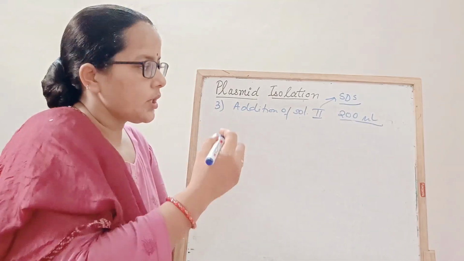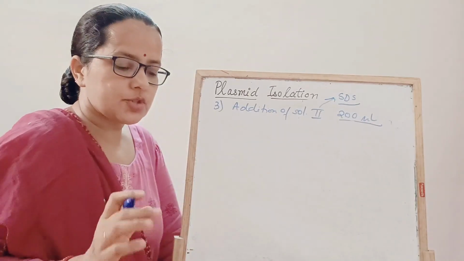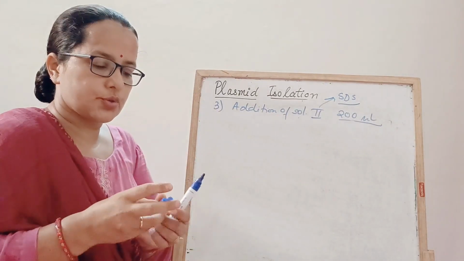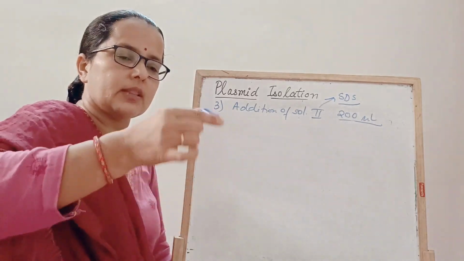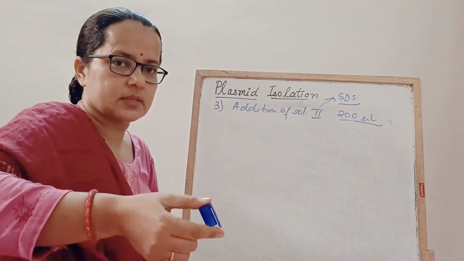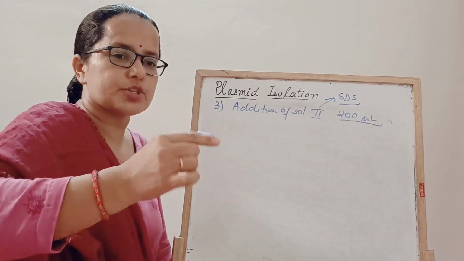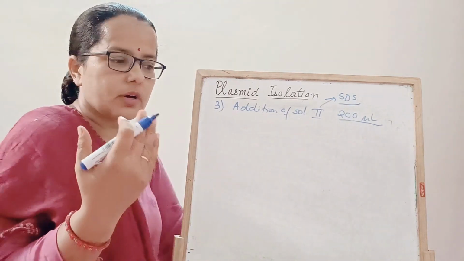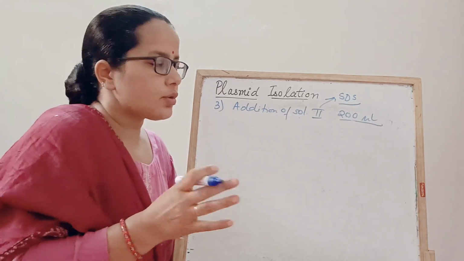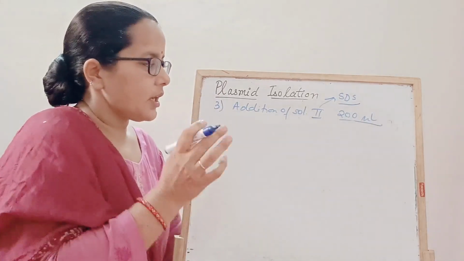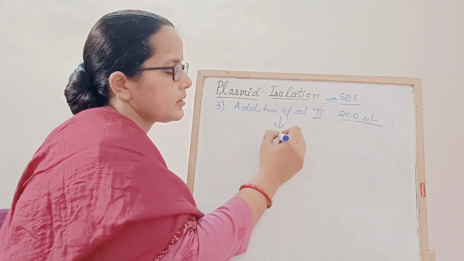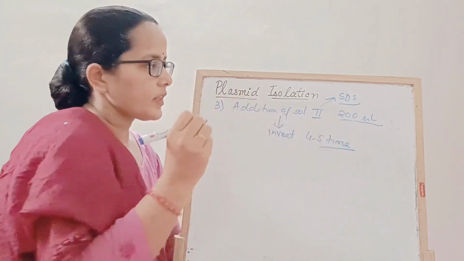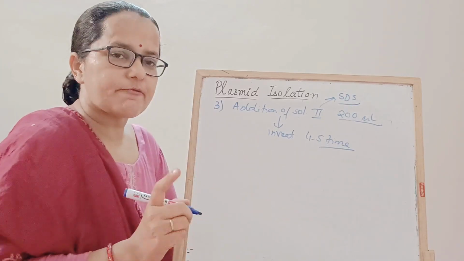So once you have added this solution, you have to invert your tubes like this. Suppose this is your MCT, you invert it in the hand 4 to 5 times, just to mix solution 1 and solution 2 gently. You don't want frothing in the MCT, so just mix with inversion, 4 to 5 times, to avoid generation of frothing.